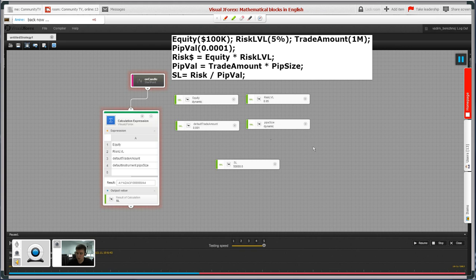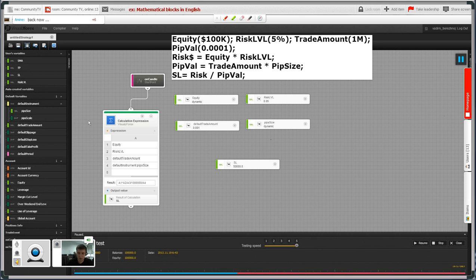Okay, what we got? Default variables, but we cannot see EQT level and pip size value. Why? That is strange. Stop loss is already calculated, but calculated badly. Okay, let's check. What's the problem? Level by default.